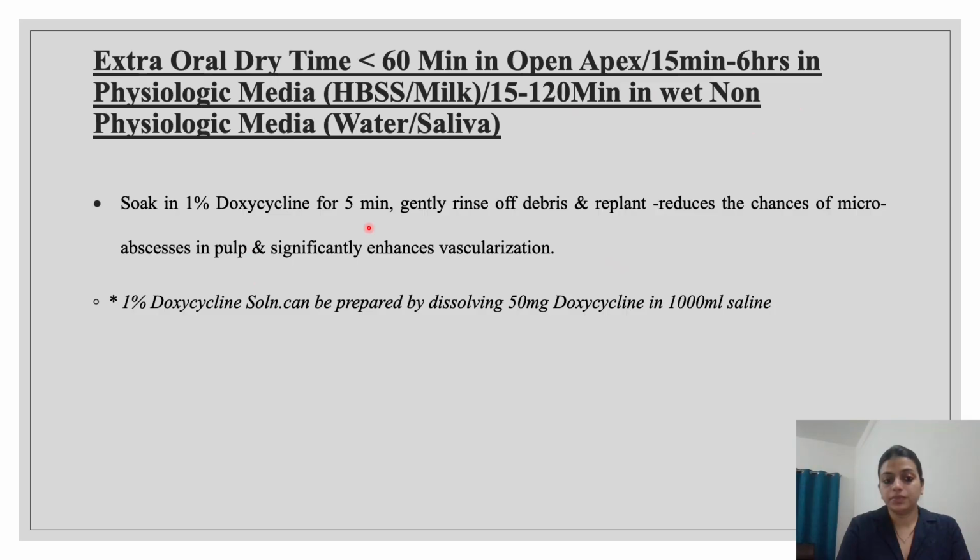So that reduces the chances of any infection, that is microabscesses in the pulp, and significantly enhances the chances of revascularization of the pulp. This 1% doxycycline solution can be prepared by dissolving 50 mg doxycycline in 100 ml of saline.